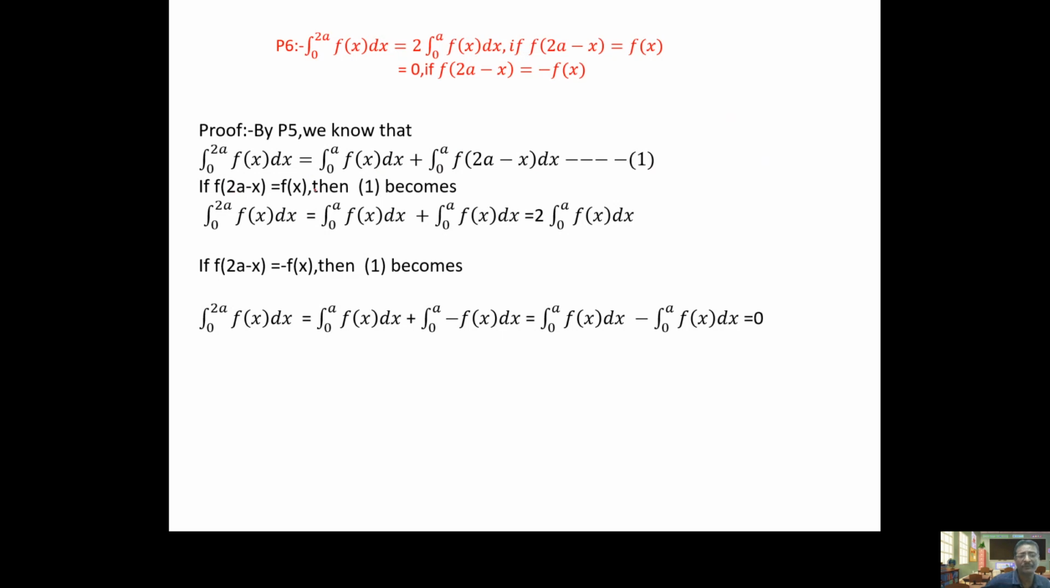If f of 2a minus x is equal to f of x, then what will happen? This becomes f of x. So 0 to a f of x dx plus 0 to a f of x dx is equal to 2 times 0 to a f of x dx. Now, if f of 2a minus x is equal to minus f of x, then this will become minus f of x. So 0 to a f of x dx minus 0 to a f of x dx. So what is the answer? 0. The answer is 0.